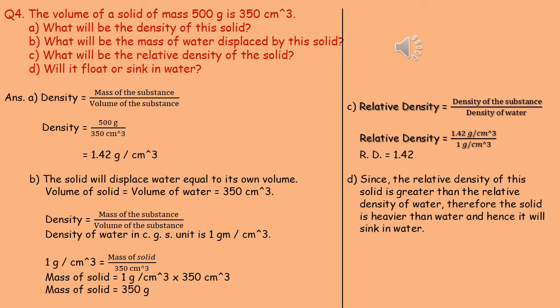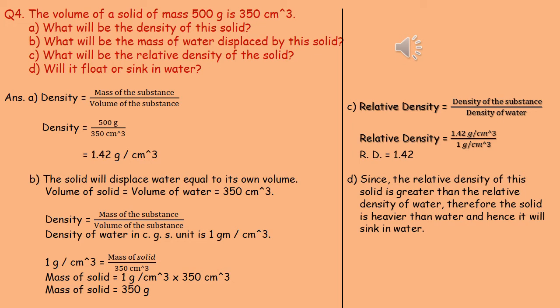The volume of a solid of mass 500 gram is 350 centimeter cube. What will be the density of the solid? We'll use the formula for density, mass of the substance by volume of the substance. Substituting the values, we are getting density is equal to 500 gram divided by 350 centimeter cube. If we calculate, we'll be getting 1.42 gram per centimeter cube.